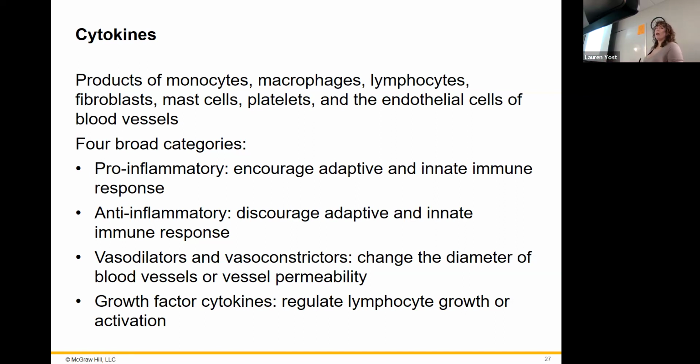So there's four categories for these signaling molecules. The pro-inflammatory, to encourage the inflammation, the anti-inflammatory to discourage, it's time to calm down now. The vasodilators and vasoconstrictors to help with blood flow to that area or tell it to die down. And then growth factors, which help regulate lymphocyte growth or activation. So these are just chemicals that are going to help with promoting the growth of those acquired immunity cells.